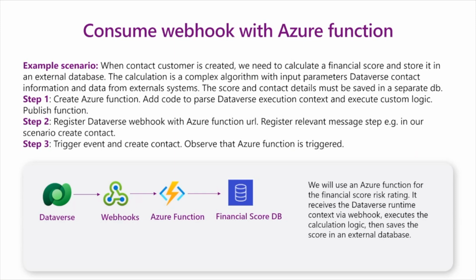First, we'll have to create our Azure function, write the code to parse the Dataverse execution context, and to execute, of course, our custom logic. Then we will publish the function. In step 2, we will register the Dataverse webhook using the Azure function URL. Then we will register a message processing step for the create contact event. In step 3, we will test the integration, create the contact, and observe how our Azure function gets triggered.